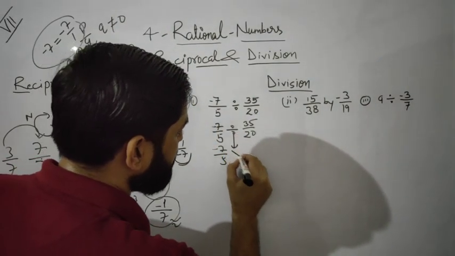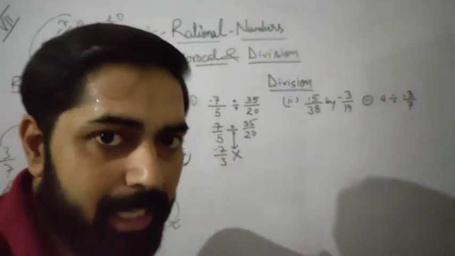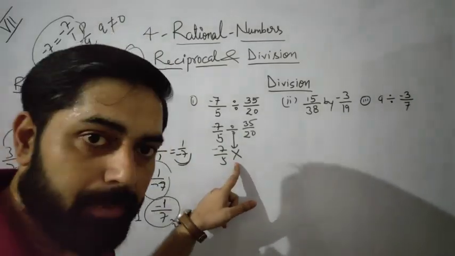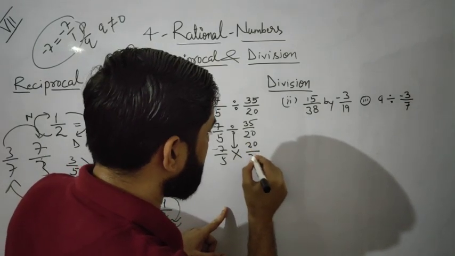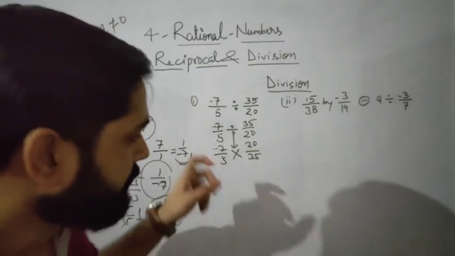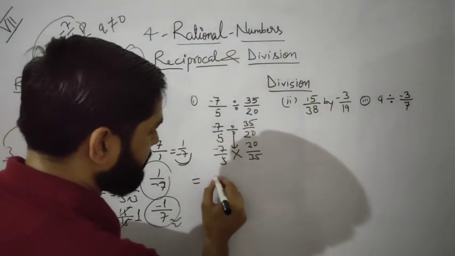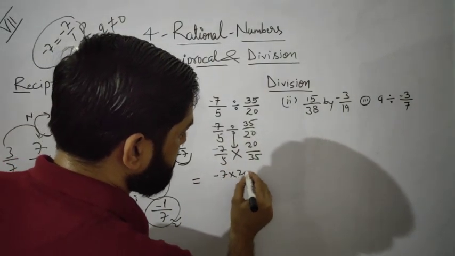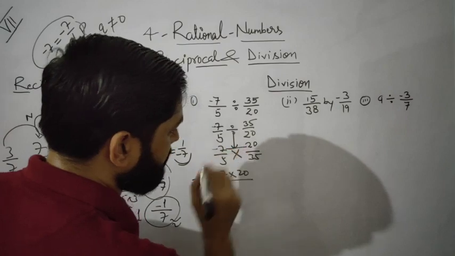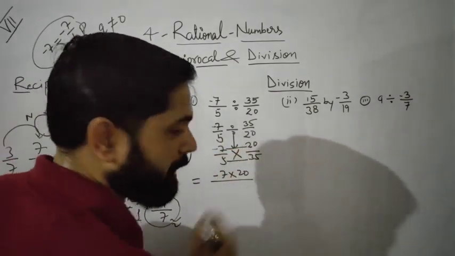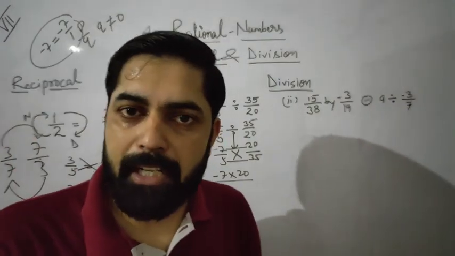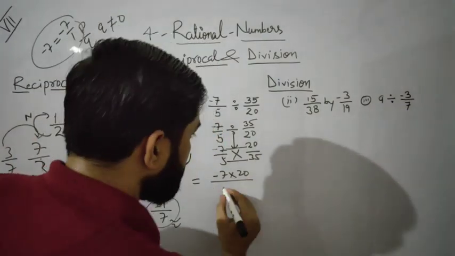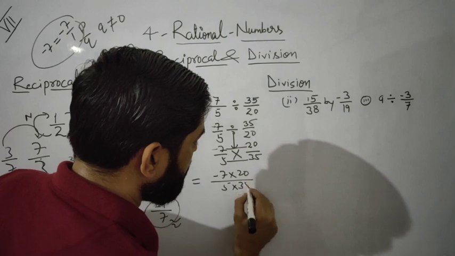So the division will be written as a multiplication, and then the reciprocal of 35 upon 20 is 20 upon 35. Then we can solve by the multiplication rule. Minus 7 multiplied by 20, numerator multiplied by numerator, and denominator multiplied by denominator. This is the rule of multiplication of rational numbers. Now here it is 5 multiplied by 35.